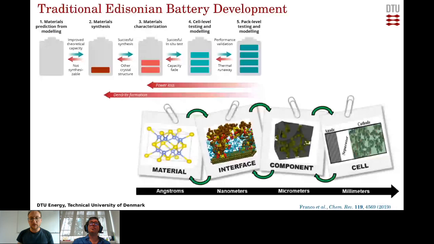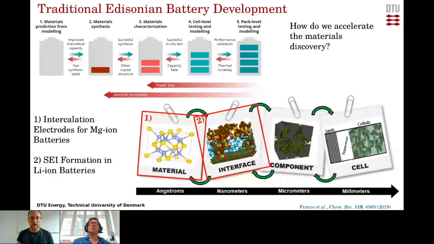And how do we do that? What I'm going to show you is on two different levels. One is the materials level, and for this I will take an example, the development of new intercalation electrodes for magnesium-ion batteries. And the second is the interface, basically what happens at the lithium-ion interface and on the anode material. Then of course there are component and cell levels, as Alejandro showed before and other speakers will show during the week, but I will focus only on the angstrom and nanometer level.